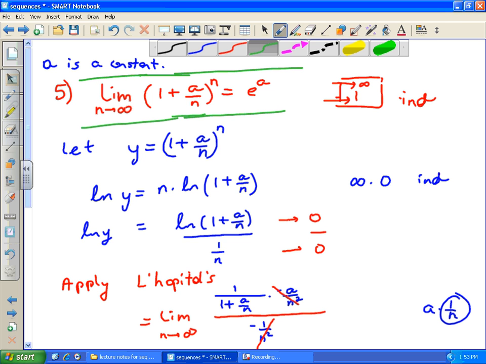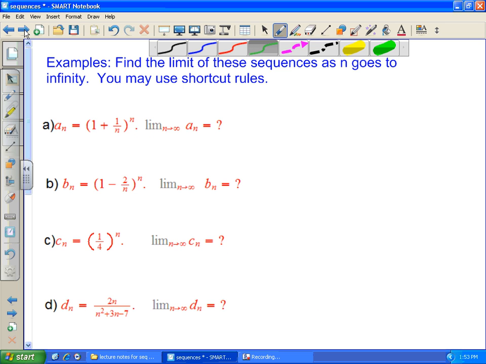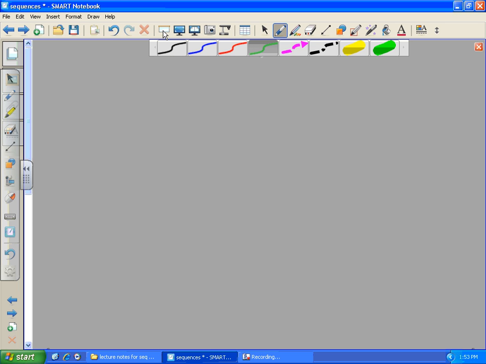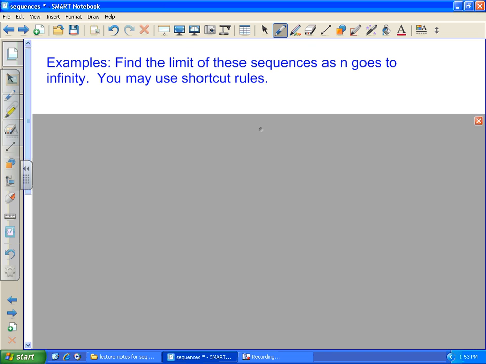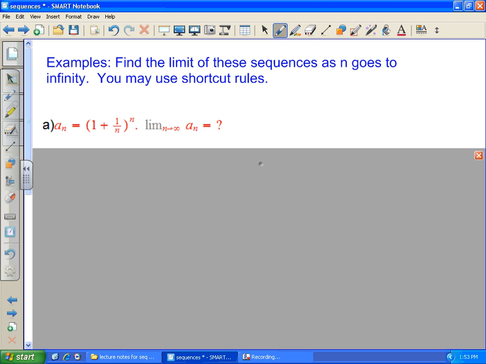All right, now let's do some examples. These are going to be much simpler problems because we're going to use shortcut rules. Think of this one, 1 plus 1 over n to the n. Look back to that problem we just did. What would be this limit? Because what is the a here? The rule said the limit as n goes to infinity of 1 plus a over n to the n goes to where? E to the a, right?